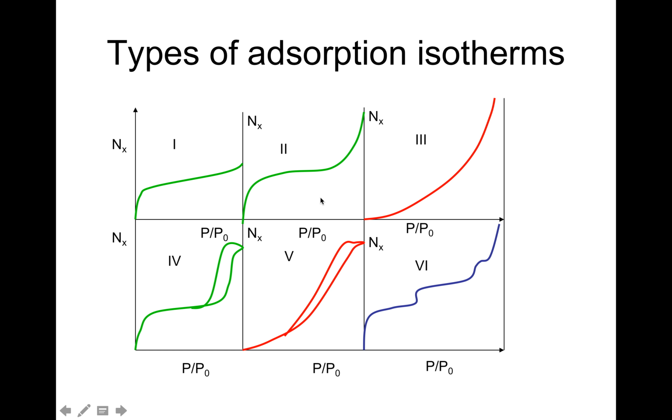We can also see that type 4 and 5 have a similarity in that they have got a hysteresis there and a hysteresis there. Now these are a product of plotting amount adsorbed, x, against partial pressure, P over P naught. P naught is the saturation vapor pressure of the adsorbate at the given temperature. Now let us analyze each and every one of these isotherms.